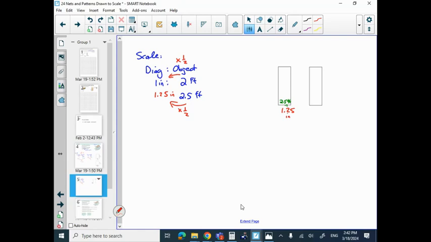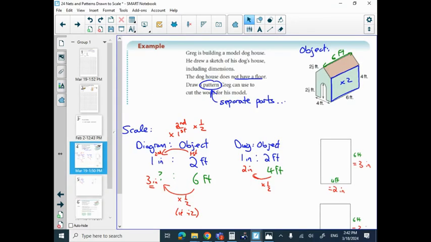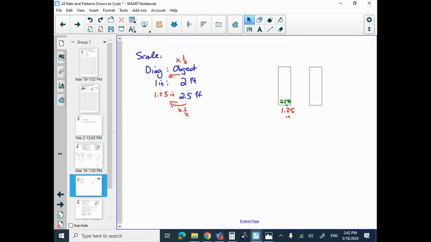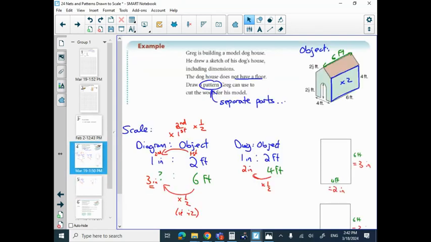Inches. And the 6 was still just the same as before, right? The 6 feet was still just 3 inches. So I'm not going to show that work because it's the same. So this would be 3 inches. And so if you're cutting out pieces of cardboard to represent this thing, it would be 3 inches by 1.25 inches, right? So you'd have those 2 pieces and so on and so on.